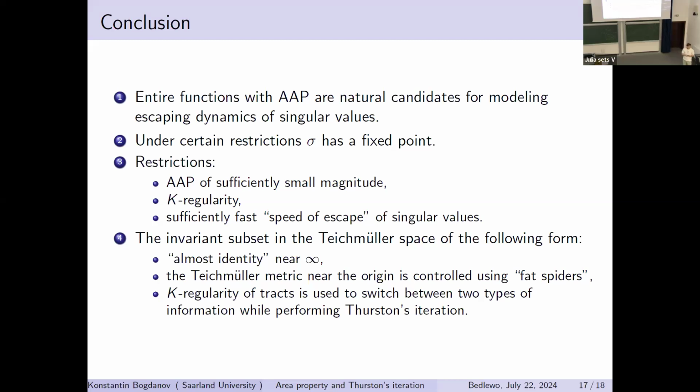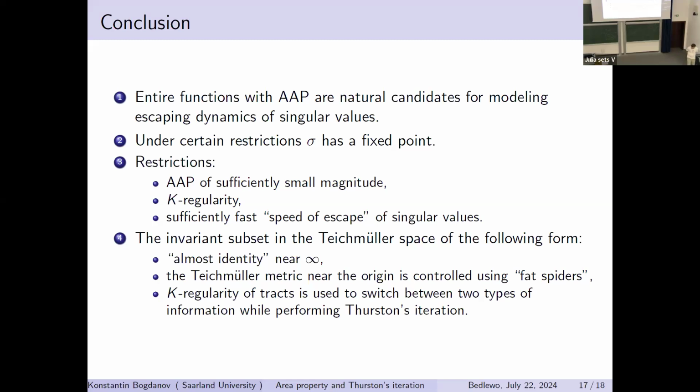Questions, please. I have a question. I'm sorry, I couldn't follow all the restrictions. How general is this? If I give you a map, because I assume you want to prove that this is good for modeling, how big is the chance that it satisfies the restrictions? I don't know the probability.